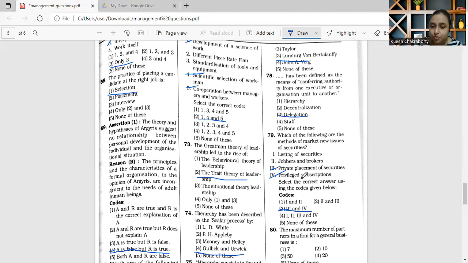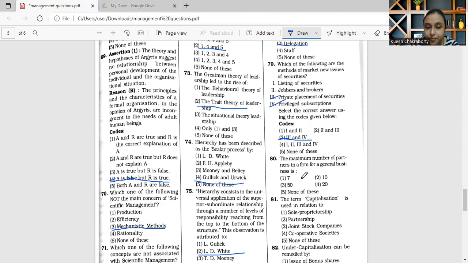Next, moving on to question number 80. Question number 80 says the maximum number of partners in a firm for a general business is 7, 10, 50, 20, or none of these. See, none of these will definitely not be the answer, because we have a few options which we are going to discuss right now.